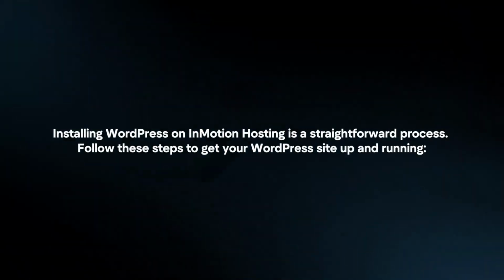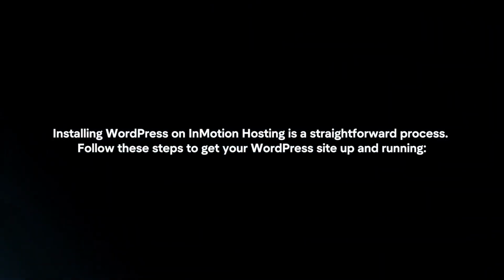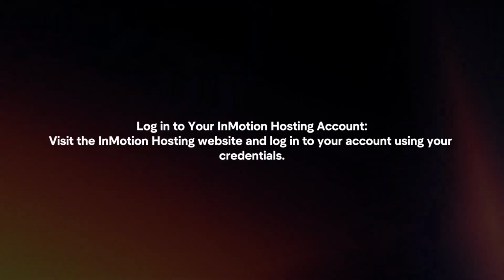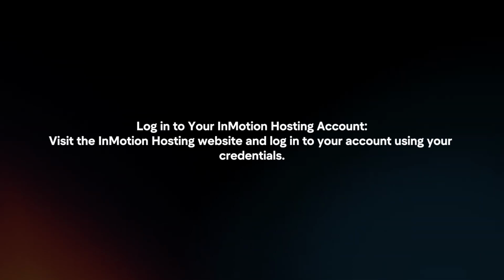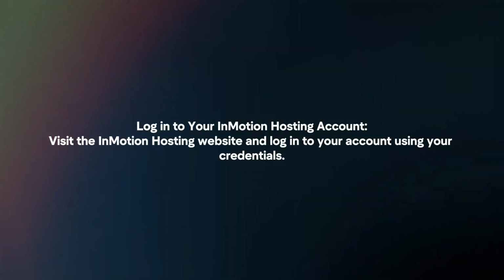Installing WordPress on InMotion hosting is a straightforward process. Follow these steps to get your WordPress site up and running. Log into your InMotion hosting account. Visit the InMotion hosting website and log into your account using your credentials.